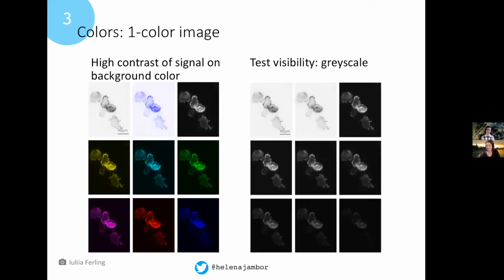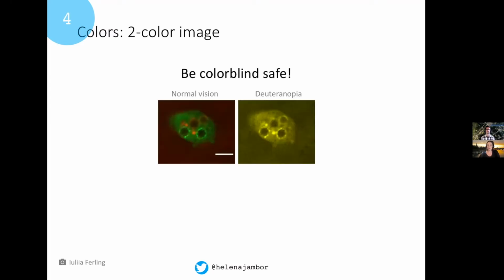That's very easy, because you can just check what it looks like in grayscale, and that tells you immediately whether details are visible or not. Obviously, sometimes we also have 2 colors in our images, and you need to then still think about the background color, but one of the most important things if you have 2 or more colors is that you should be colorblind safe. And you heard it now 3 times, I think, from all of the speakers. So it is important to be colorblind safe.